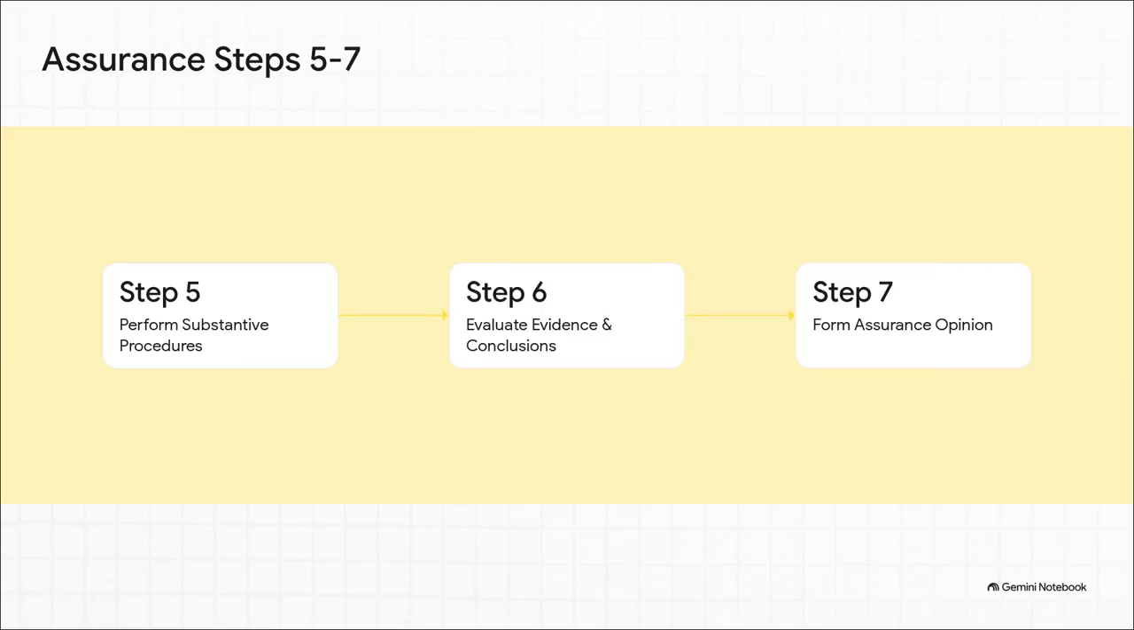From there, we move to steps 5 through 7. Perform substantive procedures, evaluate evidence, and form opinion. It's those rigorous substantive procedures, like physically recalculating the data rather than just trusting what the system spits out, that allow us to build a bulletproof, objective conclusion.